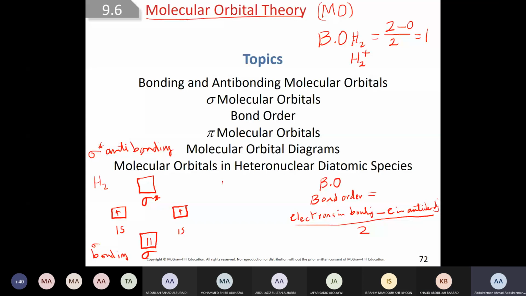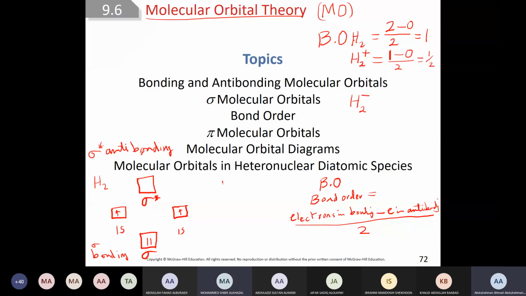Then how many electrons will be in bonding? 1. And how many in anti-bonding? 0. Yes, divide by 2, which is equal to what? Half. Very good.